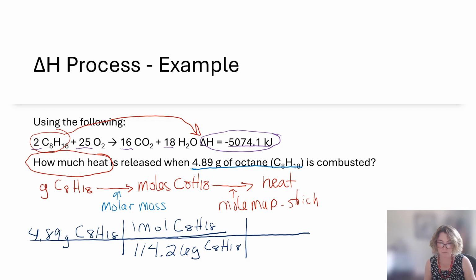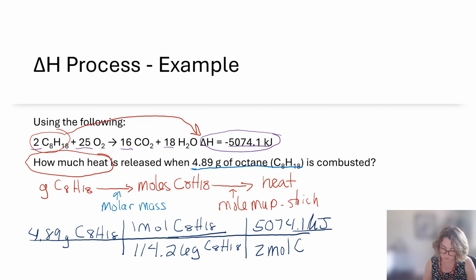Alright, so I've gotten to moles of octane. From here, I want to get myself to heat. I know that I have 5,074.1 kilojoules for every 2 moles of octane. And now I'm exactly where I want to be.